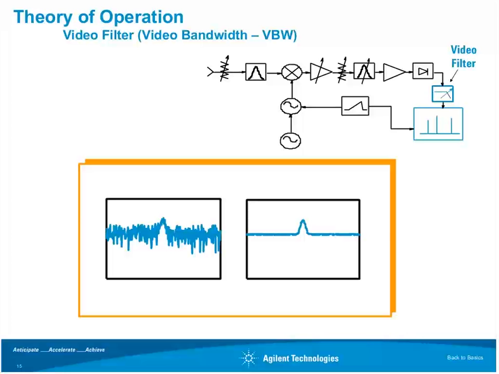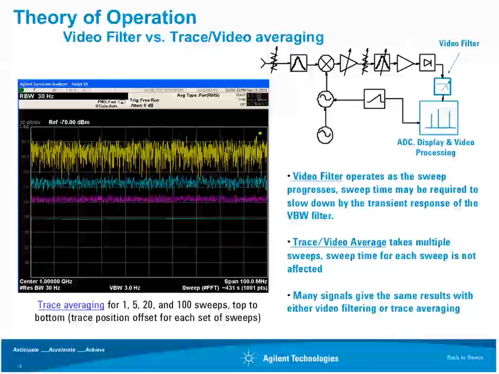So here, for example, we have a signal that's just barely popping up out of the noise, and it's hard to see it very clearly where you have a lot of noise present. By using the video filter, you can remove the higher frequency variations, and this gives us a smooth response, and it's much easier to see the signal out of the noise. So applying video filtering certainly works to smooth out the noise.